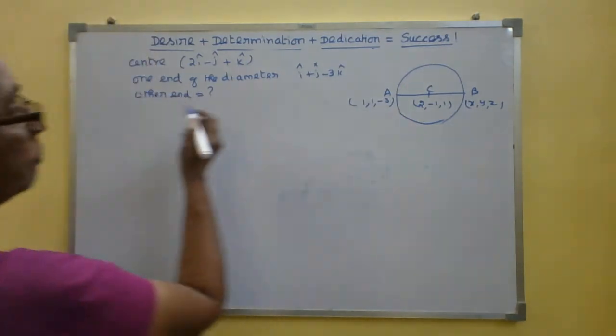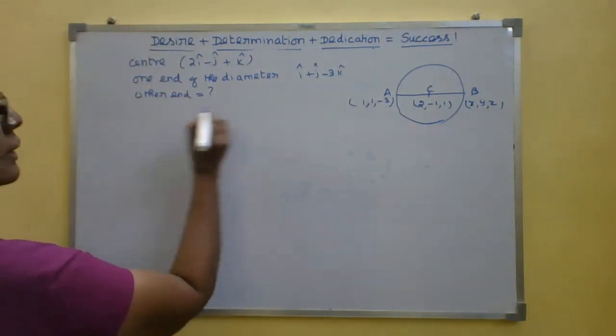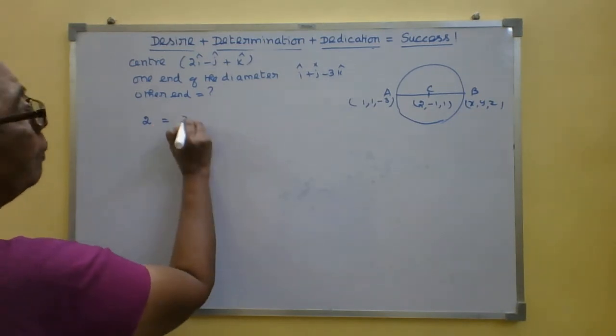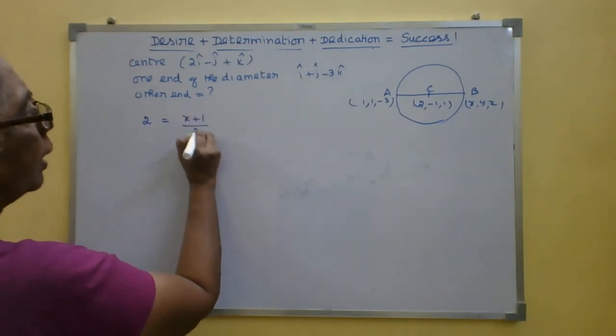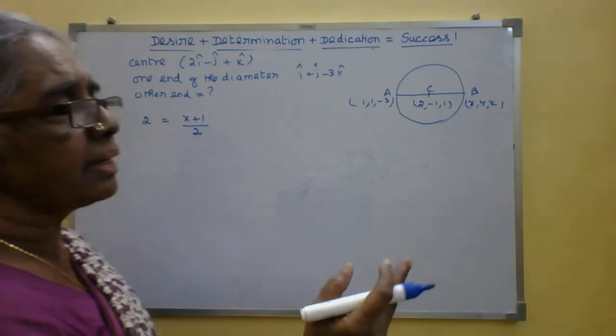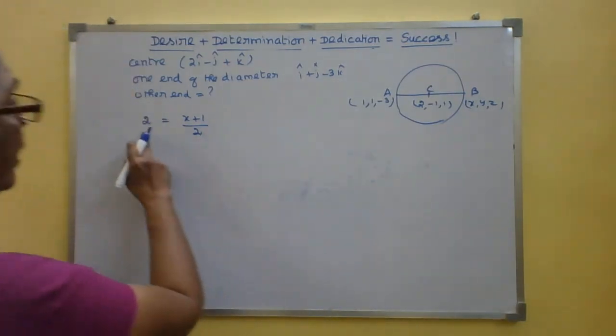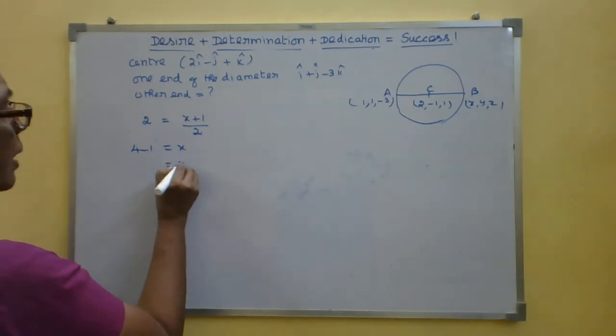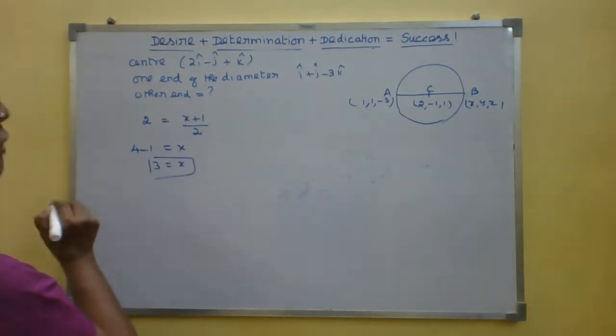So now I will write here the C, that is the x coordinate, I will write 2. That will be equal to (x plus 1) by 2. I will first write C is the midpoint and then I will proceed. So I will get now x is equal to 4 minus 1. So my x will become 3.